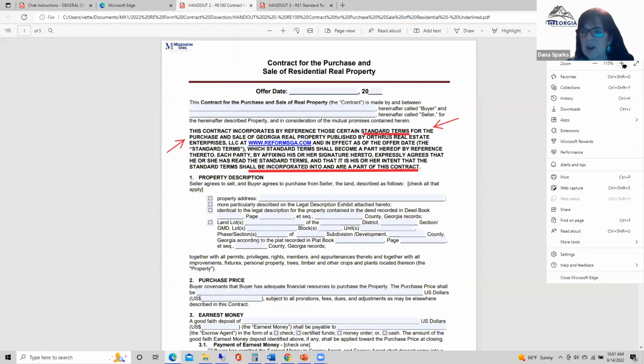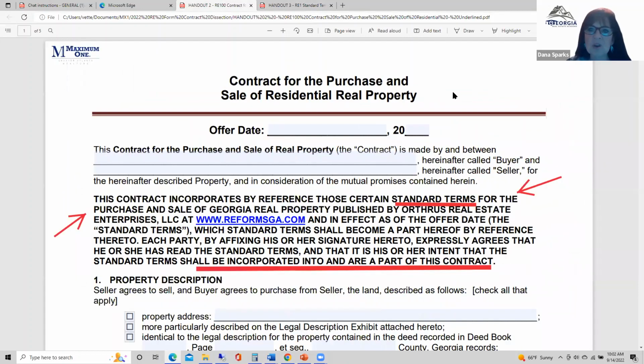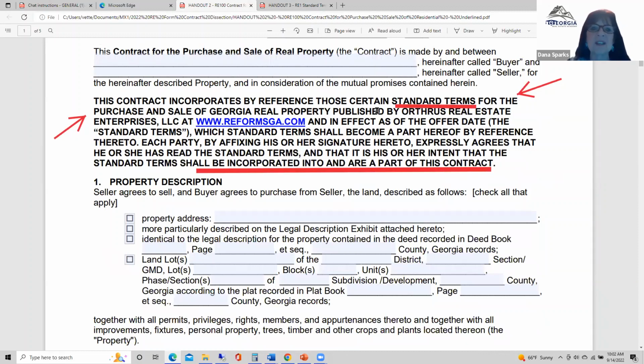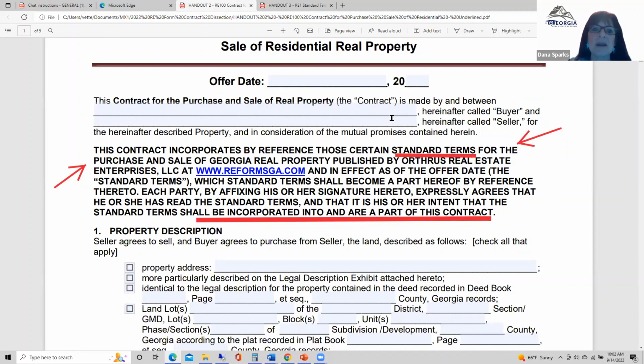This is the actual, let me make this a little bit bigger for y'all so y'all can see it. This is the actual contract for purchase and sale of residential real property. We're going to go through this more in depth, but we've got the buyer and seller names, so forth and so on. But here in all caps and bold, right after the offer date and the buyer and seller names, it states, for the consideration of the mutual promises contained herein, this contract incorporates by reference those certain standard terms for the purchase and sale of Georgia real property published by Orthros Real Estate Enterprises, LLC at a public website anybody can access, www.reformsga.com, and in effect as of the offer date, which standard terms shall become part hereof by reference thereto.